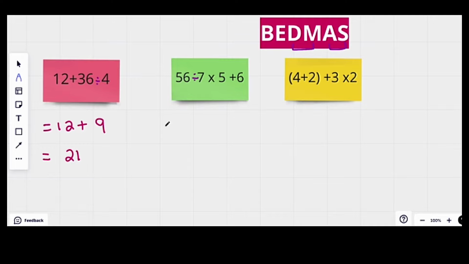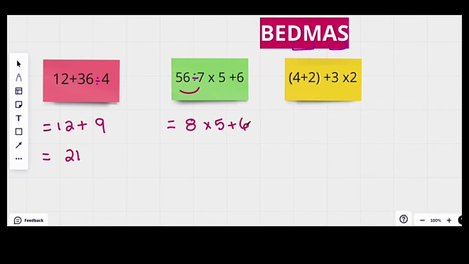And we said when we have division and multiplication in the same equation, we're going to do them in order from left to right. So what comes first? The division came first. So we're going to take care of the division first. So 56 divided by 7 is 8. Okay, so we have an 8, and then we continue to write out our equation.